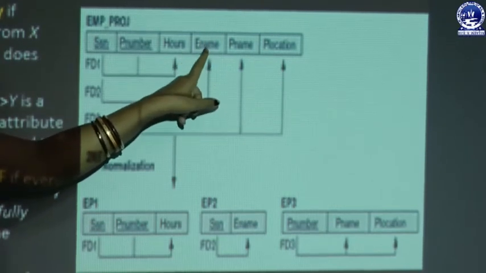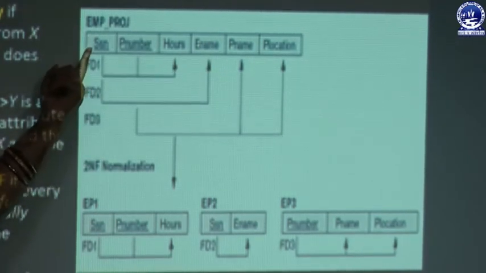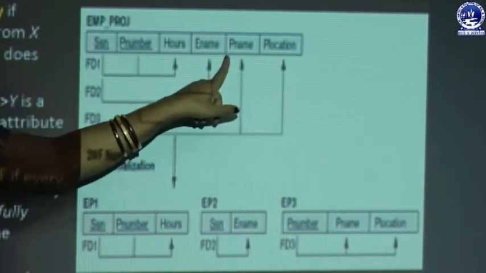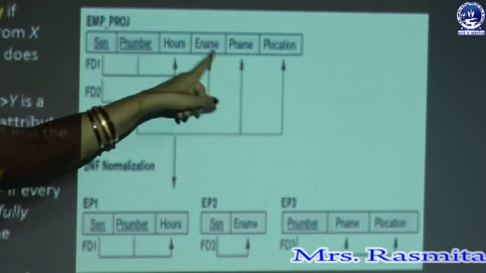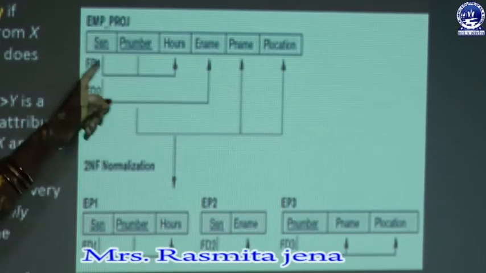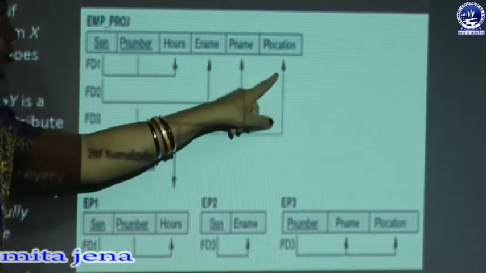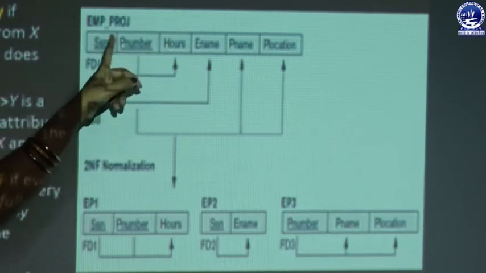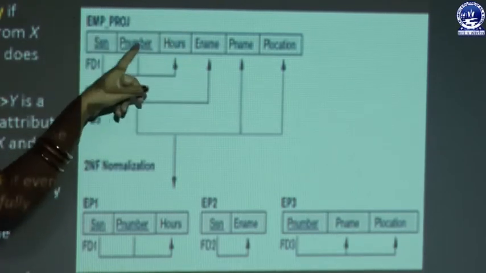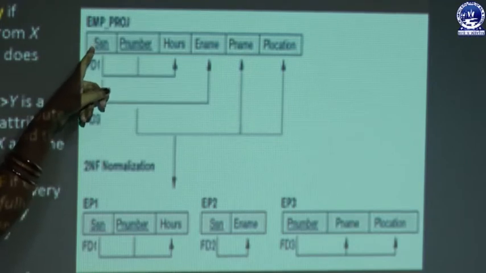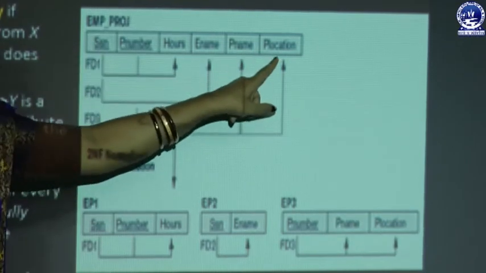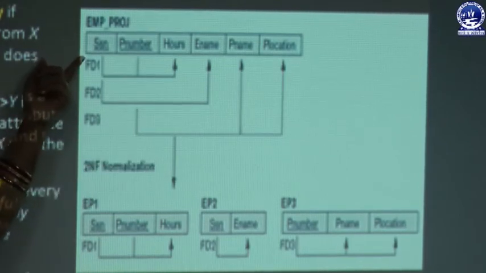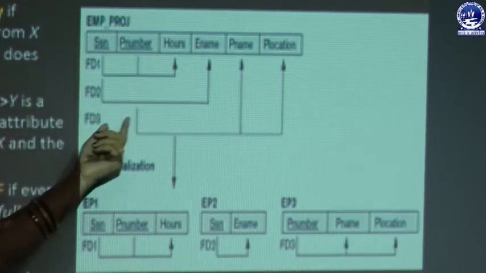So, in this case the ename attribute partially depends upon the SSN. Similarly, pname and plocation attributes can determine their value from pnumber. They do not require the SSN attribute. So, pname and plocation attributes also depend partially on the key attribute. In this relation schema only the hour attribute is fully functionally dependent upon the key attribute, but the ename, pname and plocation attributes depend upon just a part of the key. From the part of the key they determine their value.